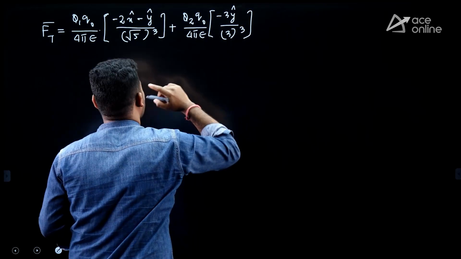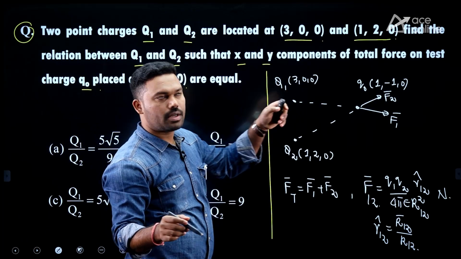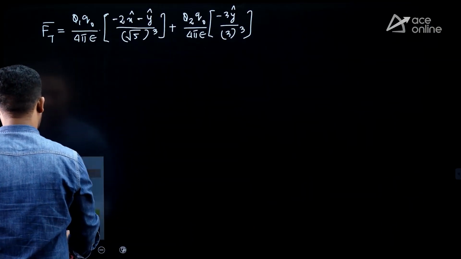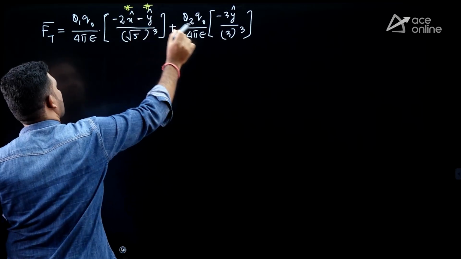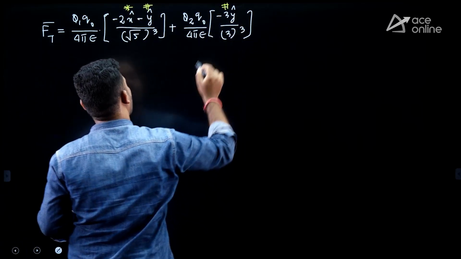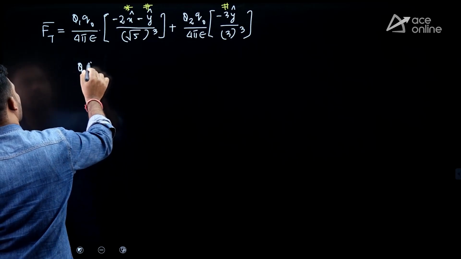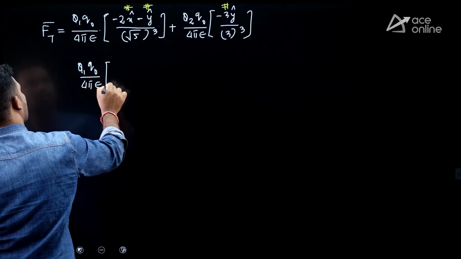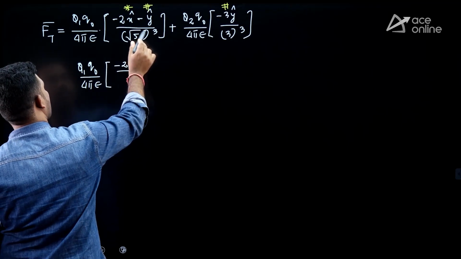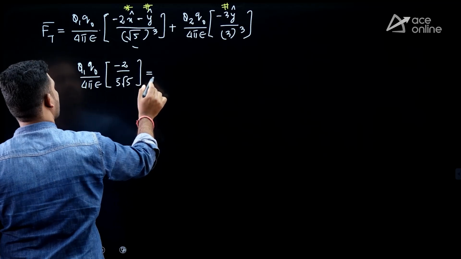So what it is said in the question, x component is equal to y component. Read out the question. In the total force, x component is equal to y component. What is the x component, guys? This is the x component. This is the y component. This is the y component. I'll equate x component is equal to y component. So it is q1 into q0 divided by 4 pi epsilon, it is minus 2 divided by, this is 5 root 5. X component is equal to y component.